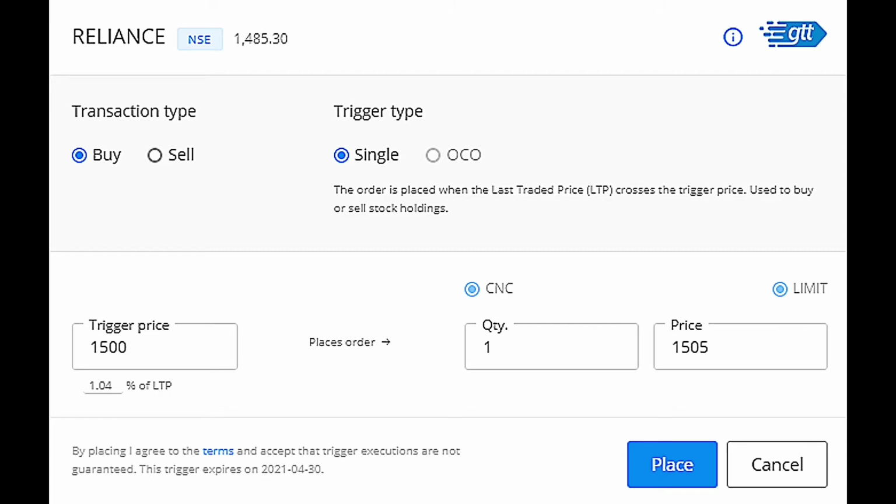These are the steps to execute the buy GTT. Here you have to select the transaction type. You have to select buy, and the trigger type is single. You have to set the price and trigger price. Here select CNC and limit, and then the trigger price is 1500, the quantity is 1, and the price is 1505. Then you have to place the order.